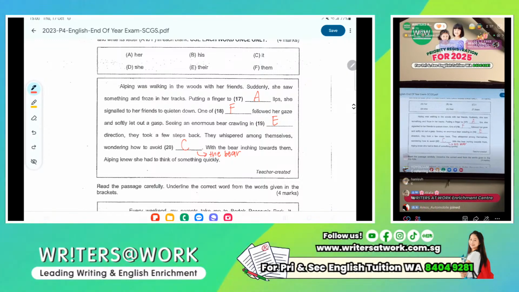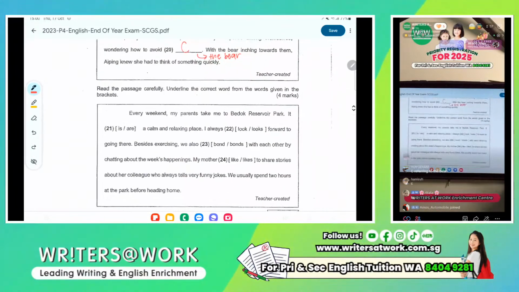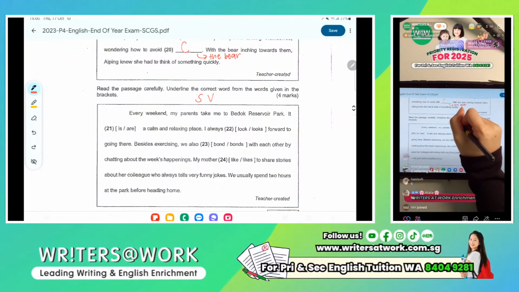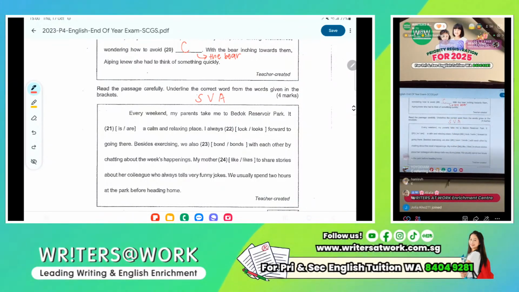Okay, so let's move on to subject verb agreement, SVA. This is more challenging for some of the lower primary school students, but for those who know, let's try to answer these together. Every weekend, my parents take me to Bedok Reservoir Park. It is or are a calm and relaxing place. Okay, so is it is or are?